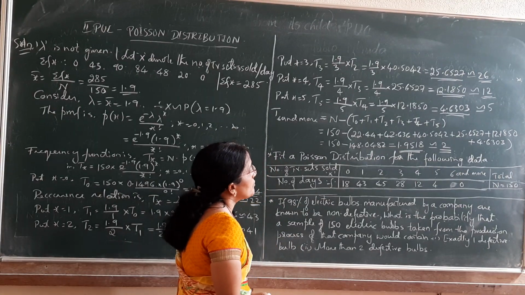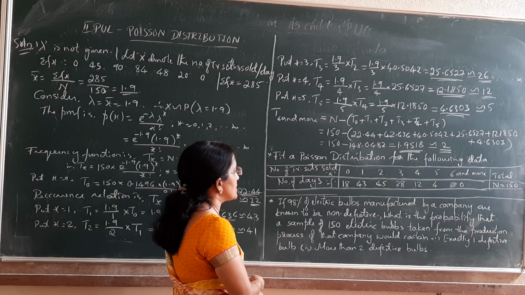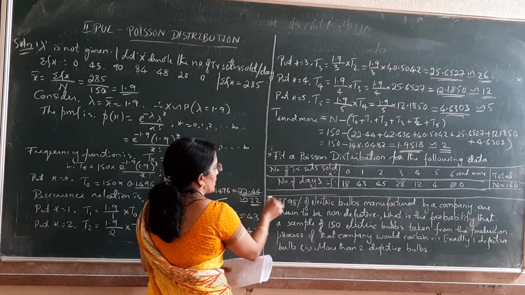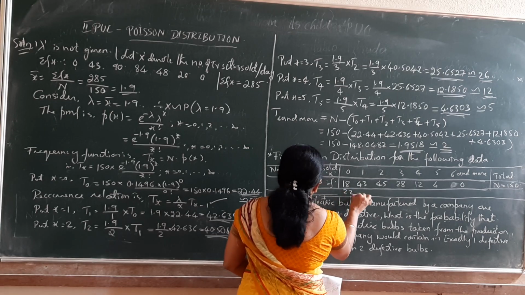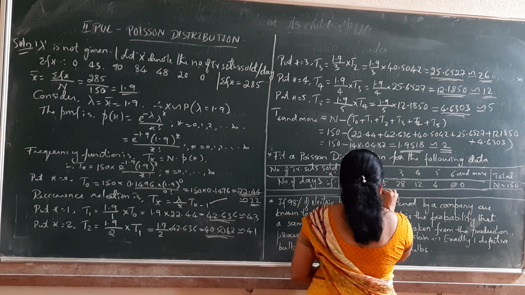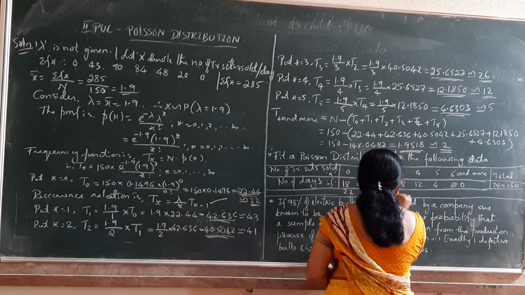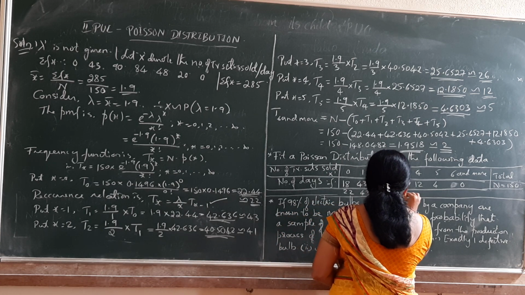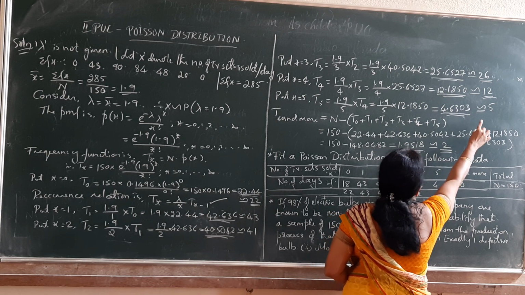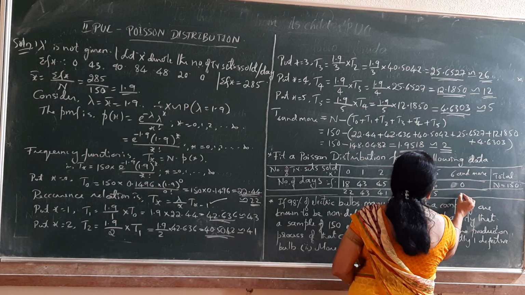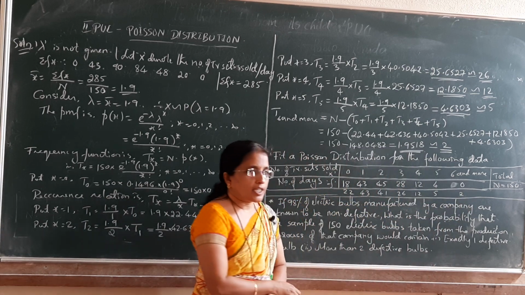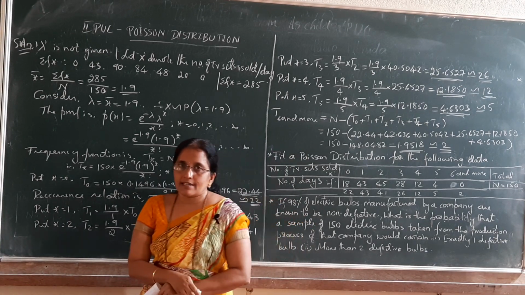Next, now find the sum of those frequencies. We got the frequencies as first one 22, and the second one 43, third one 41, next 26, next one is 12, after that 5, and last one is 2. Now these are the theoretical frequencies we obtained. Add them and see the sum.